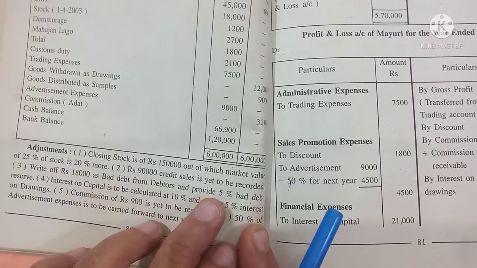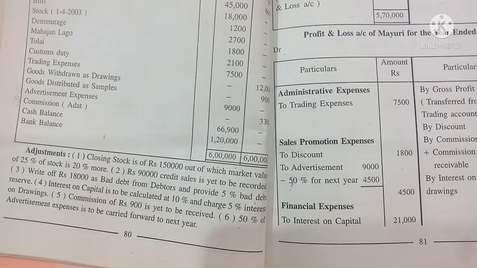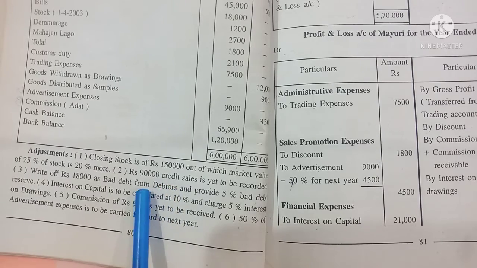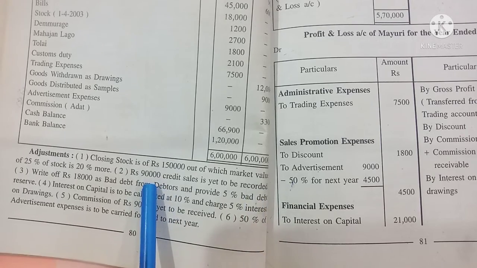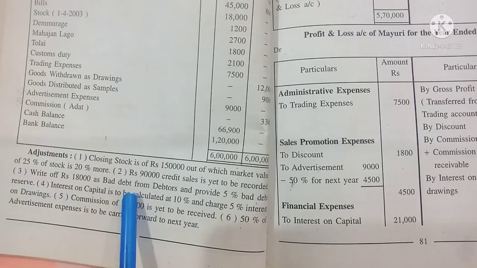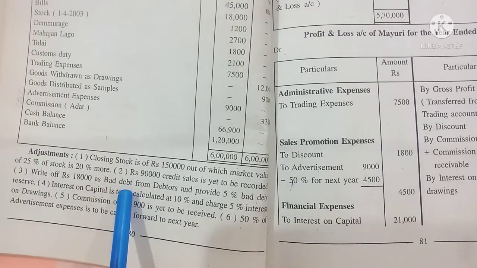90,000 credit sales is yet to be recorded. मतलब credit sales record नहीं किया, तो add with sales and add with debtors. Write off rupees 18,000 as a bad debt from the debtors. That means less from the debtors, and write in the profit and loss account debit side.